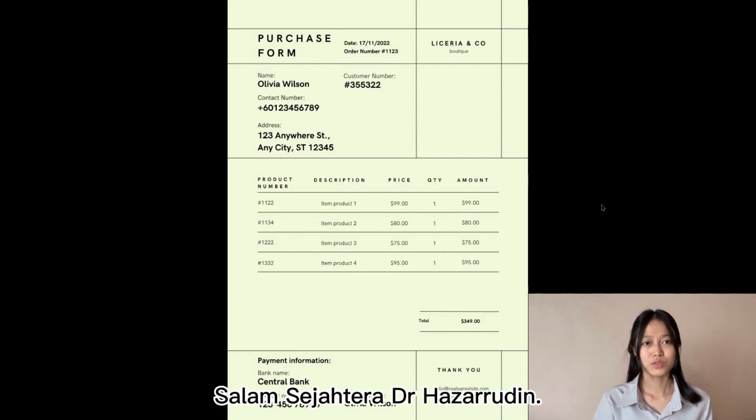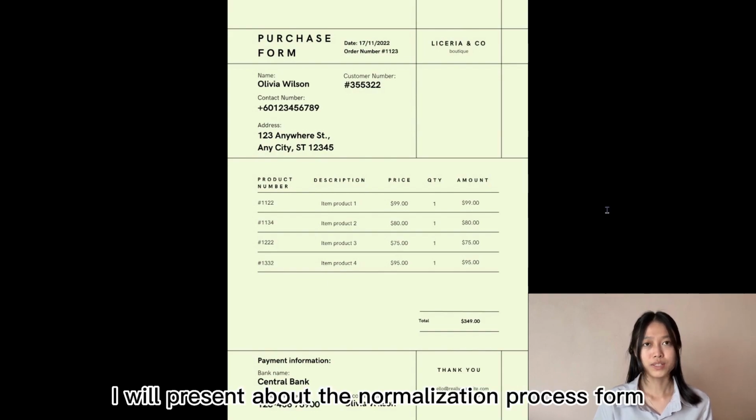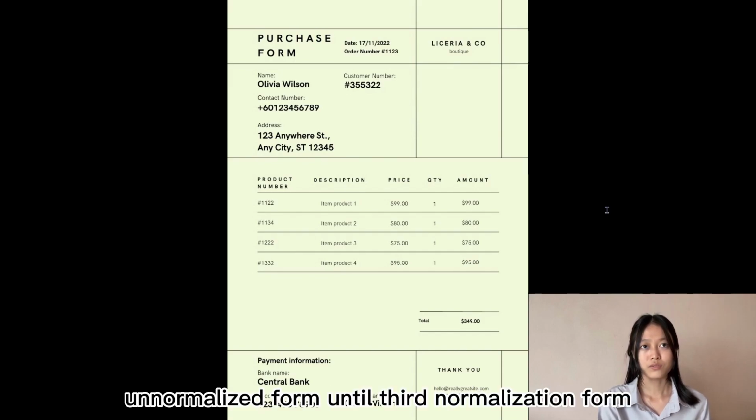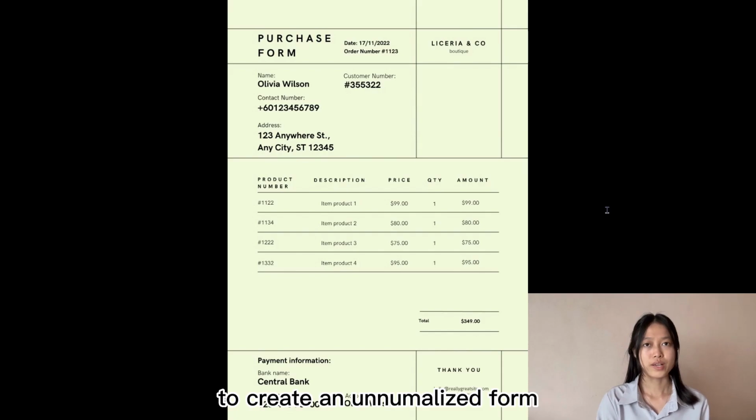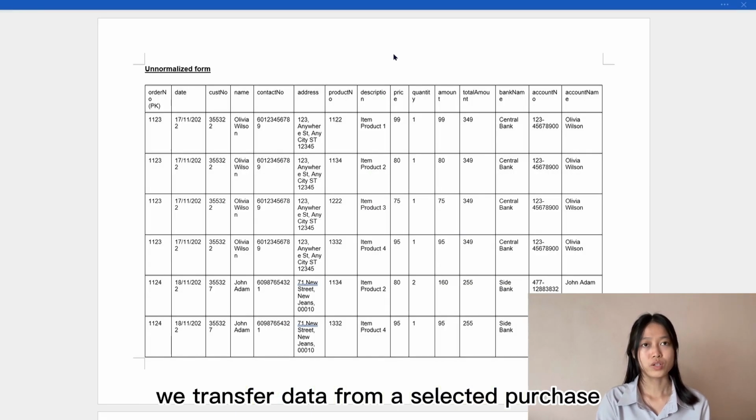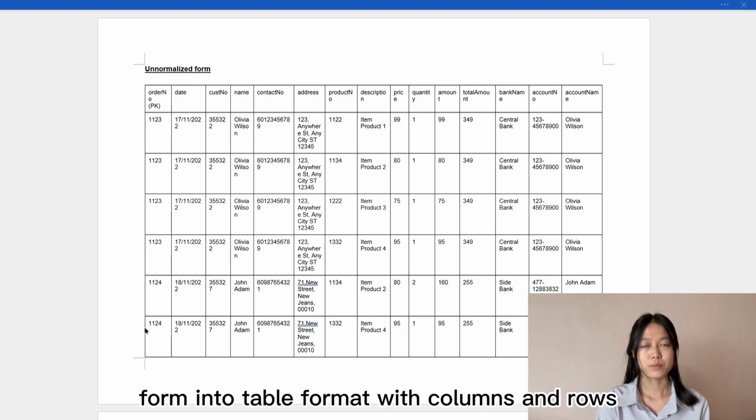Salam sejahtera, Dr. Hazaruddin. My name is Ko Anqi and my matric number is 2x6470. I will present about the normalization process from unnormalized form until third normal form. To create an unnormalized form, we transfer data from a selected purchase form into table format with columns and rows.